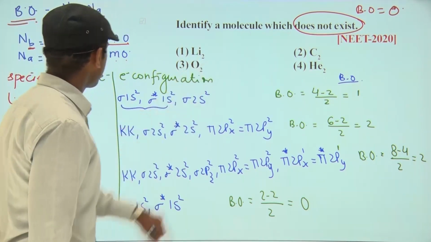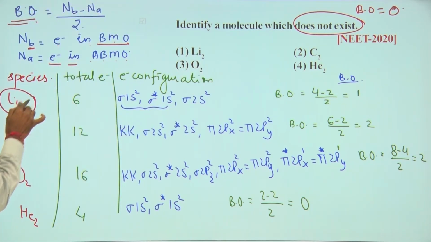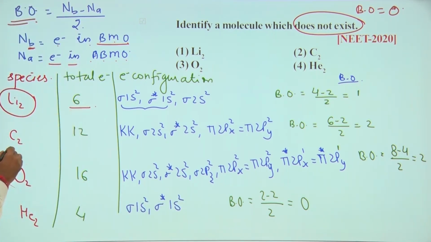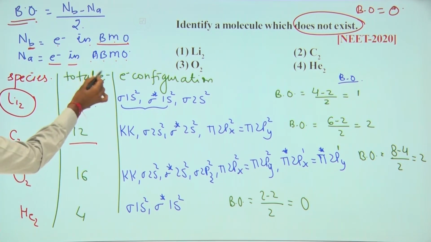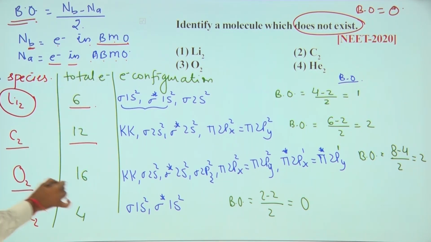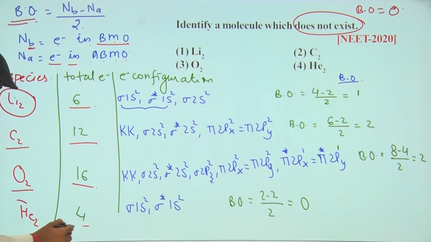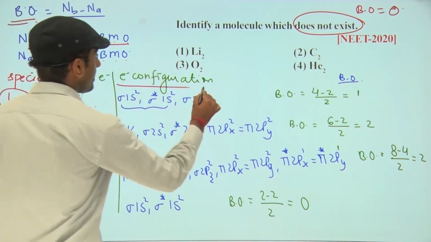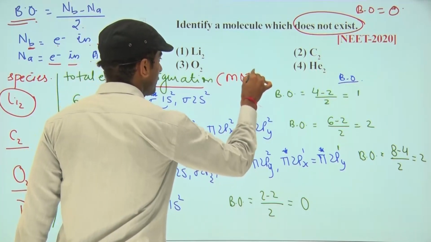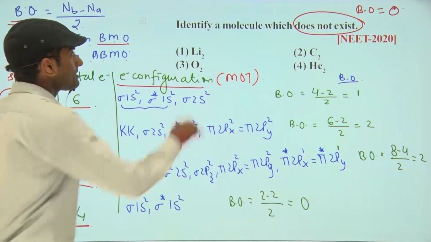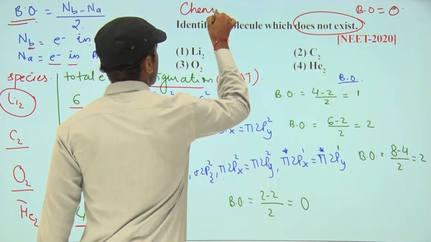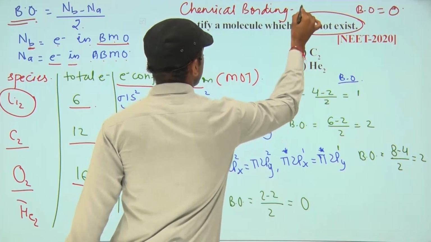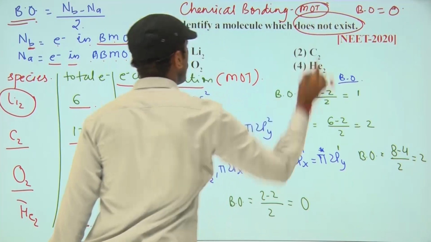So first of all, we are having the example Li2. Lithium has atomic number 3, so two lithium means 6 electrons are there. Two carbon, 12 electrons in total. Two oxygen, 16 electrons. He2, 4 electrons are there, got it? And we are writing the electronic configuration based on which theory? Molecular orbital theory. This is a question based on chemical bonding, and the topic is molecular orbital theory.